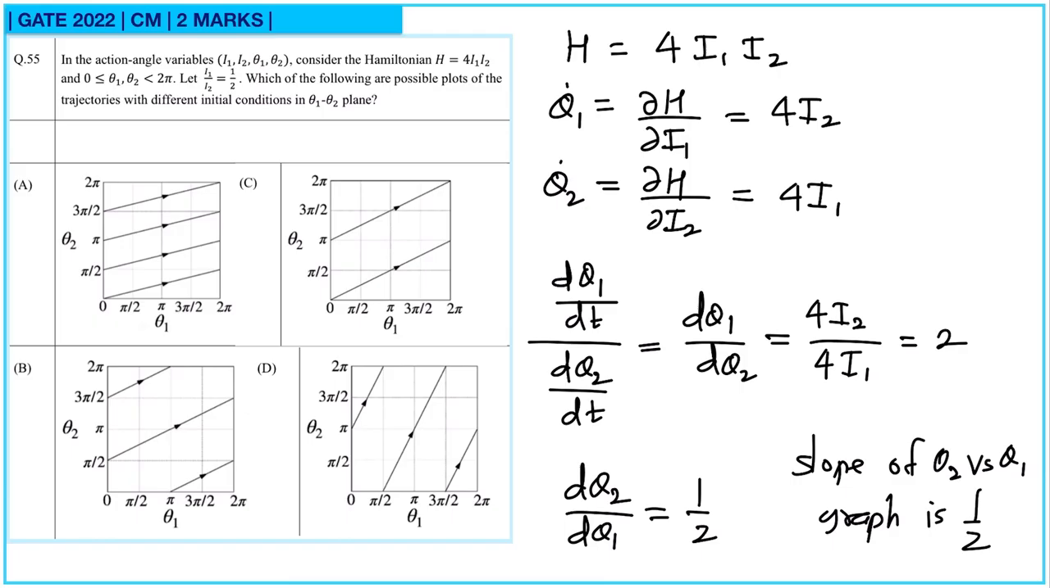Here slope is 1 by 4. Here we have this is 1 by 2. So yeah, this option is correct. Here we have 2 by 4. So this is also 1 by 2. Here we have 2 by 1. So this is wrong. So option B and C are correct.